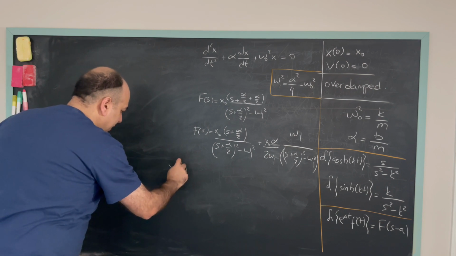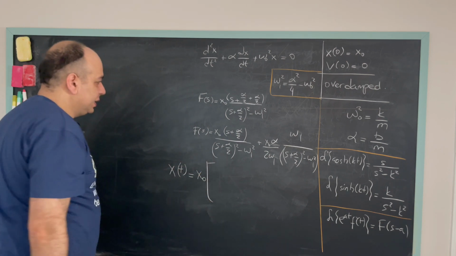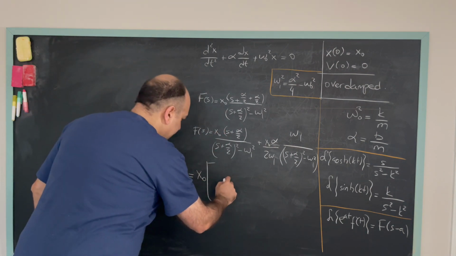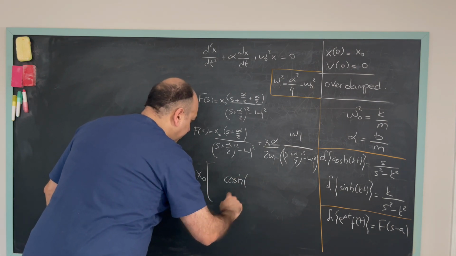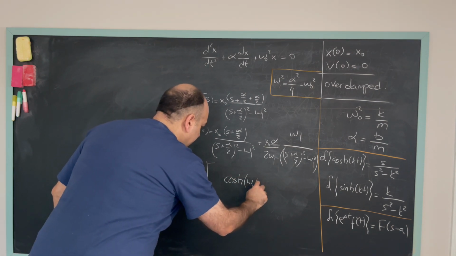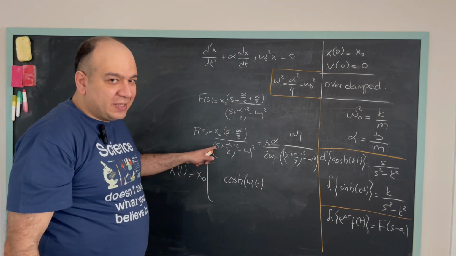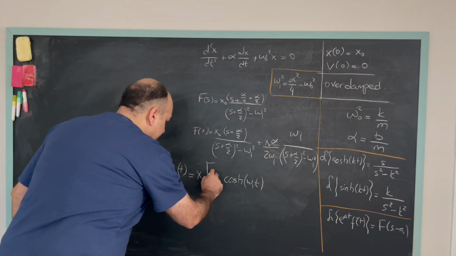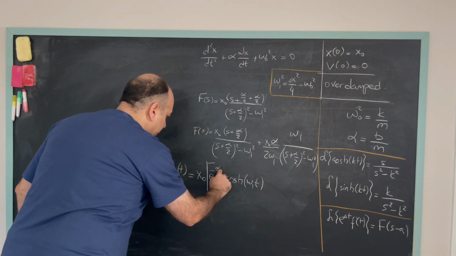So x of t is simply equal to x naught. I can use the common parenthesis here. They both have x naught. So the first term is nothing but a cosine hyperbolic function, right? So cosine hyperbolic omega 1 t. But there is a shift. Instead of s, I have s plus alpha over 2. Okay, so this gives me an exponential decay term, e to the minus alpha over 2 t.